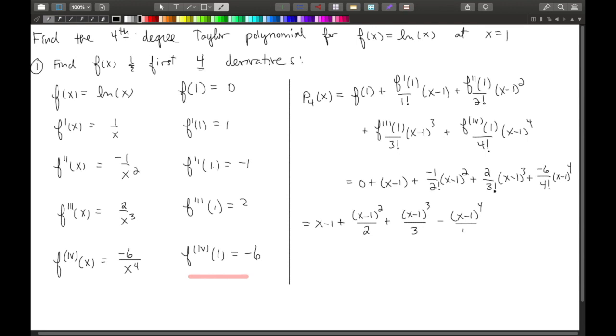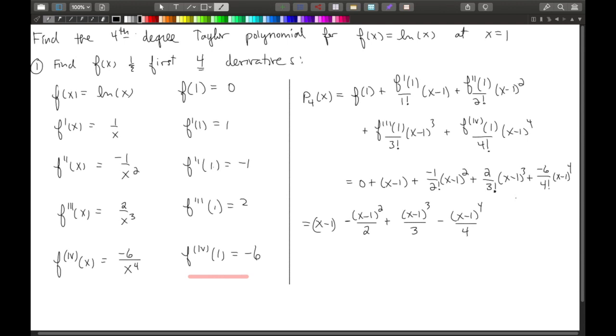And this makes me think that maybe we missed a negative sign earlier. Indeed, this negative sign needs to be changed here. So we have the positive x minus 1, the negative x minus 1 squared, the positive x minus 1 cubed, the negative x minus 1 to the fourth. And there we go. That's the fourth degree Taylor polynomial for ln x at x equal to 1.